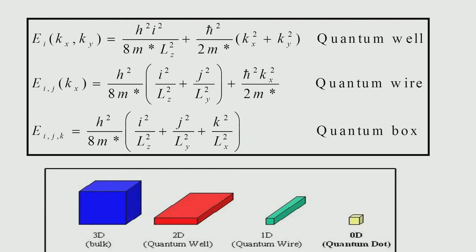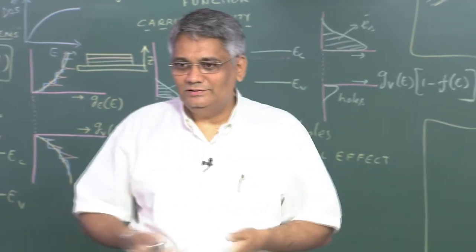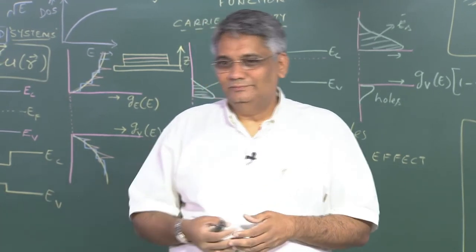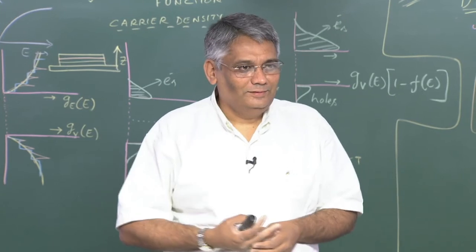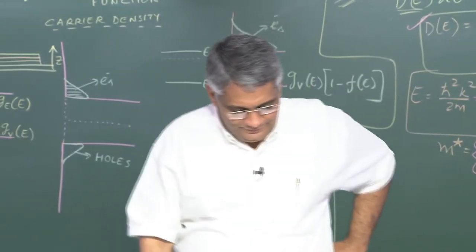So the summary of all this is shown there: the quantum well, the quantum wire and quantum box. Of course, what is it for the three dimensional case? It is simply ħ²k²/2m. There is no confinement anywhere, right? Good. So see you on Monday.